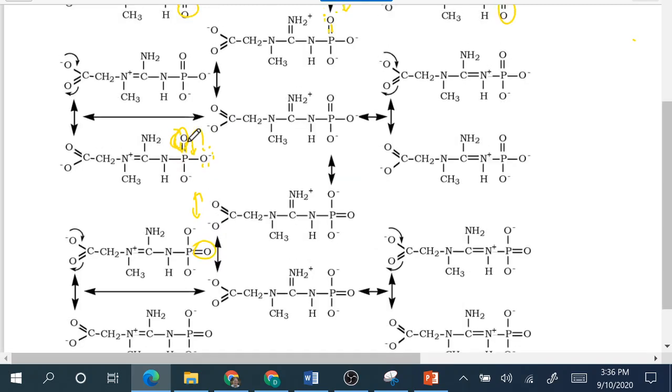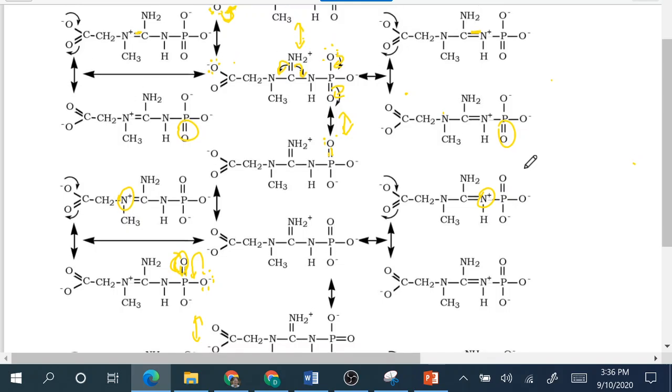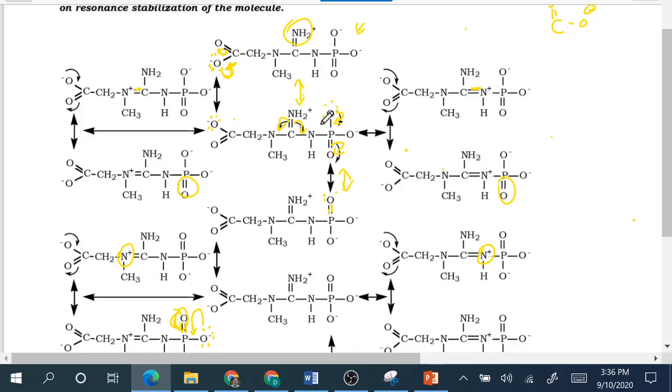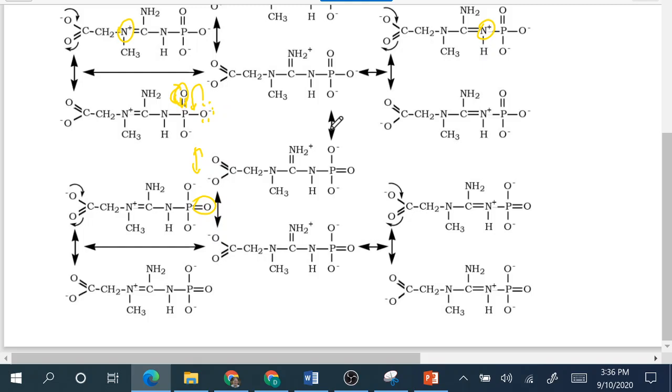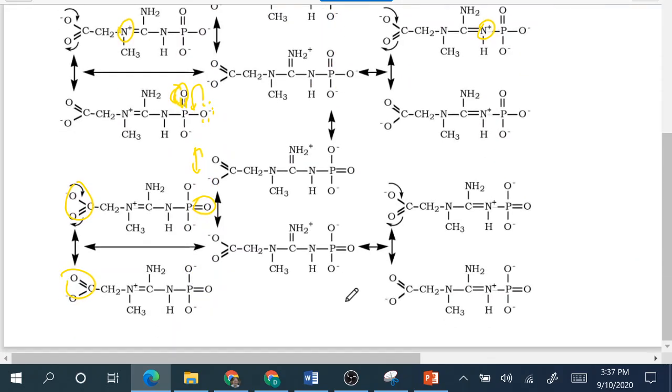So either of these nitrogens can be positively charged. Or we can have the nitrogen at the top positively charged. So all 3 of those can be positively charged. And we can move the pi bond between the different oxygens on the carboxylate group as well. So all of those things can move around. There are a lot of different resonance structures here, and that's going to lower the overall energy for that molecule and make it extremely stable.